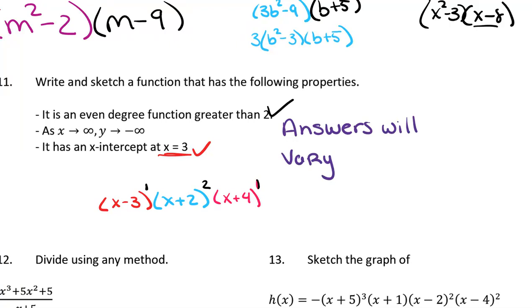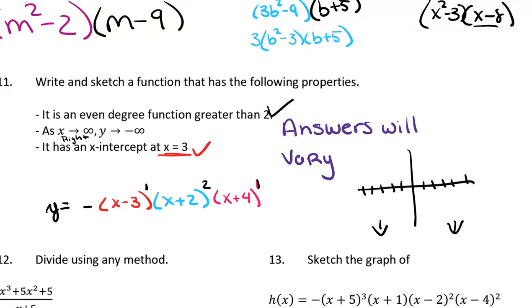Next one. As x approaches positive infinity, which just means goes to the right, y goes down. So the graph goes down. So if I draw my graph, as it goes this way, it ends down. Okay, so if this is even, they're going to end in the same direction, which means there's another one. So if they're both going down, that means this function has to be also negative. Perfect.